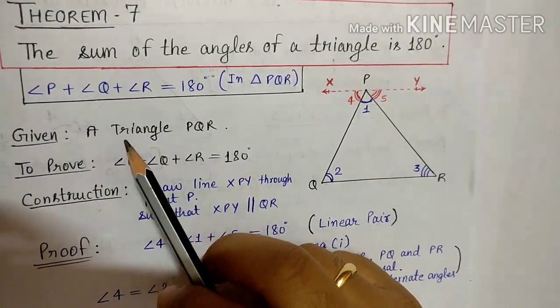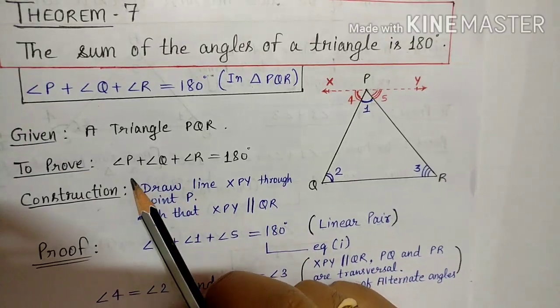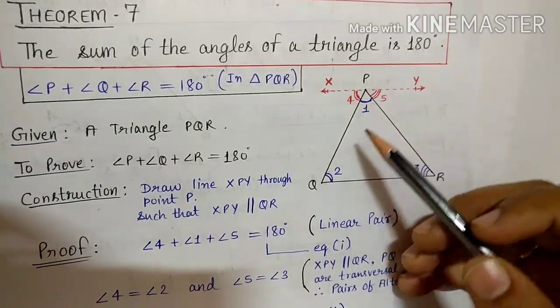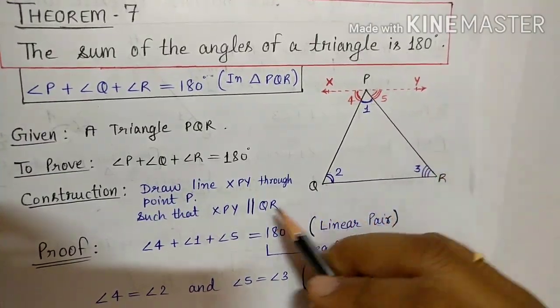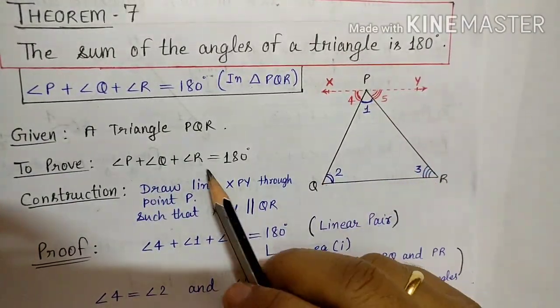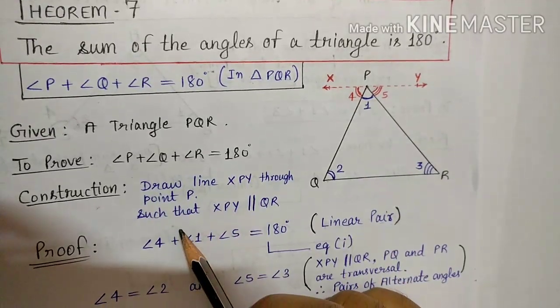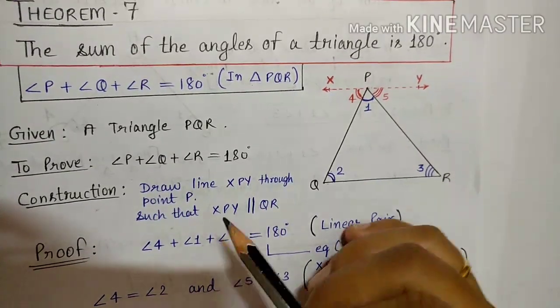Now what do we have? We have a triangle PQR. What do we have to prove? Angle P, that is angle 1, angle Q, that is angle 2, and angle R, that is angle 3. Their sum should come how much? 180 degrees. Now what are we doing? One construction in order to prove this thing.